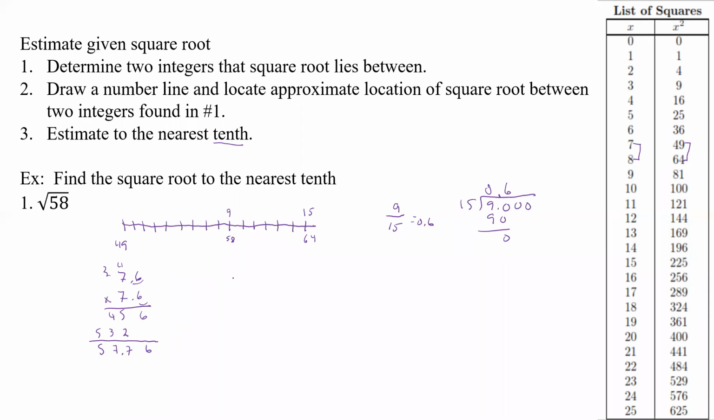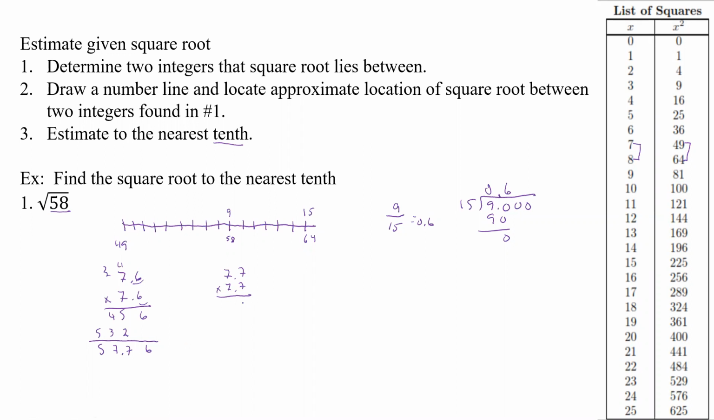So if I go 7.5, if I multiply 7.5 times 7.5, is that going to work? Well, that's going to give me a number less than 57.6, and I want really 58. So I'm going to go the other way. I'm going to see what 7.7 times 7.7 gives me, because that's going to be higher, and I want to see if it's closer to 58 or if this number is closer to 58.